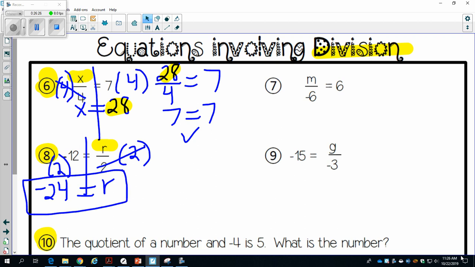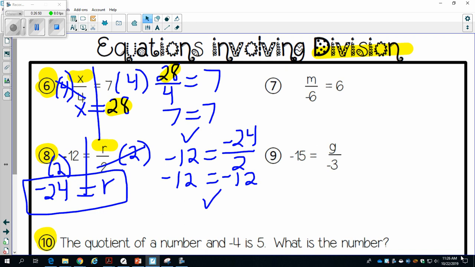I'm going to do my check. Let's see if it's right. So negative 12 is equal to negative 24 divided by 2. Let's see if that's true. Negative 24 divided by 2 is also negative 12. So this one checks. And again, you're just undoing what's been done. These are division equations, so you're undoing them by multiplying, just like with multiplication equations, we're undoing by dividing.